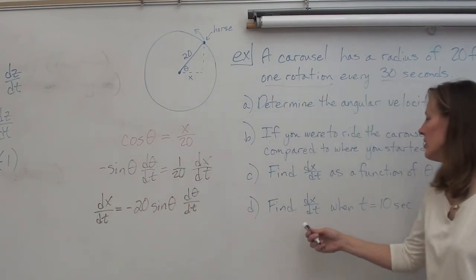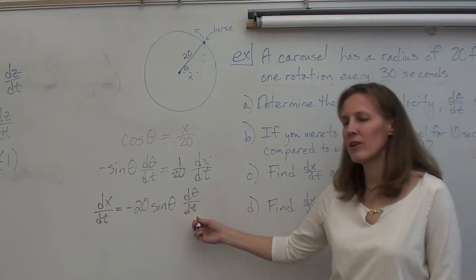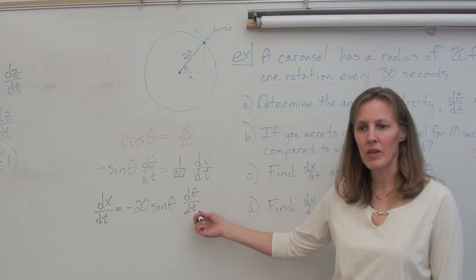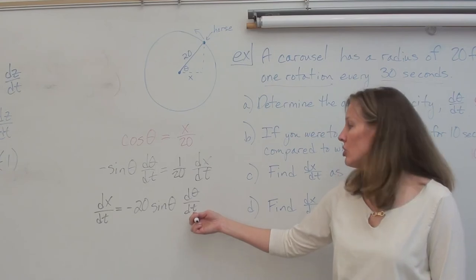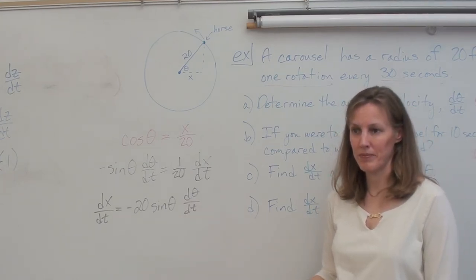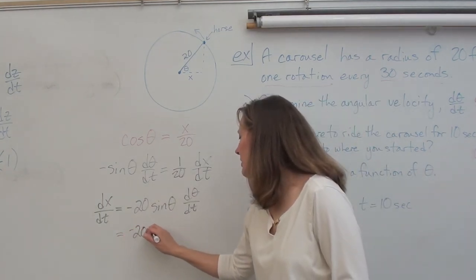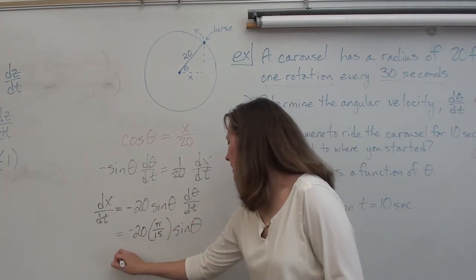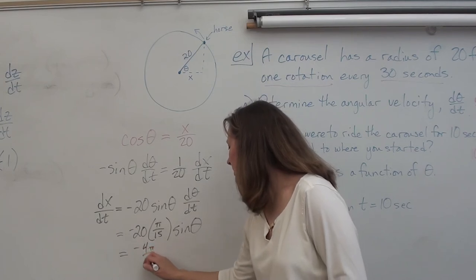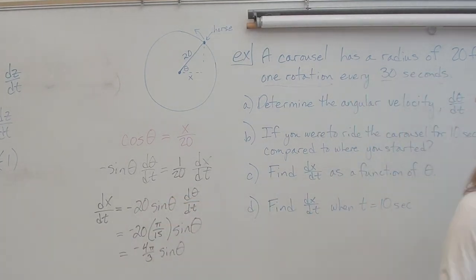Here's the problem. The problem said we want dx dt as a function of theta. These are actually two different variables, the theta and the d theta dt. So we can't leave a d theta dt in there, because that would make it a function of two inputs. So could I replace the d theta dt with something? Pi over 15, right? So I plug in the pi over 15, so I get negative 20 times pi over 15 sine theta. And just reducing, I get negative 4 pi thirds sine theta. One input, one output. So I plug in an angle, I get out the horizontal rate of change.